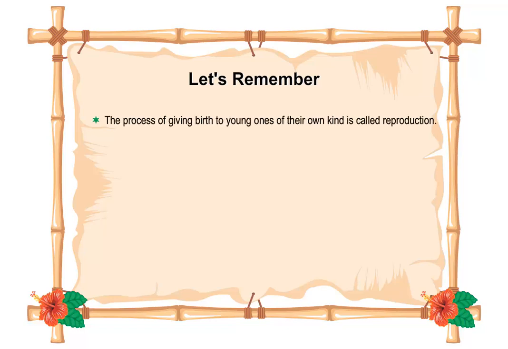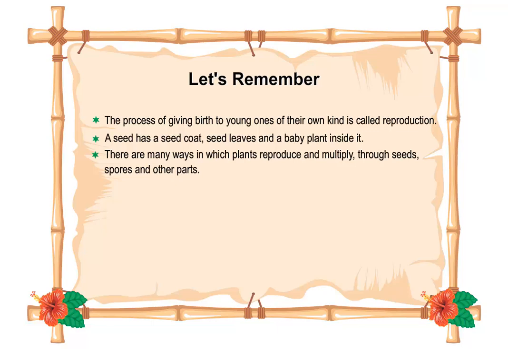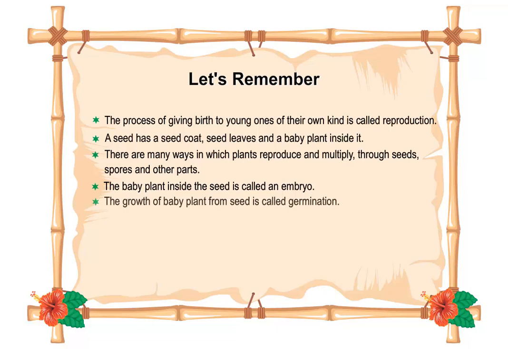Let's remember. The process of giving birth to young ones of their own kind is called reproduction. A seed has a seed coat, seed leaves, and a baby plant inside it. There are many ways in which plants reproduce and multiply through seeds, spores, and other parts. The baby plant inside the seed is called an embryo. The growth of baby plant from seed is called germination.